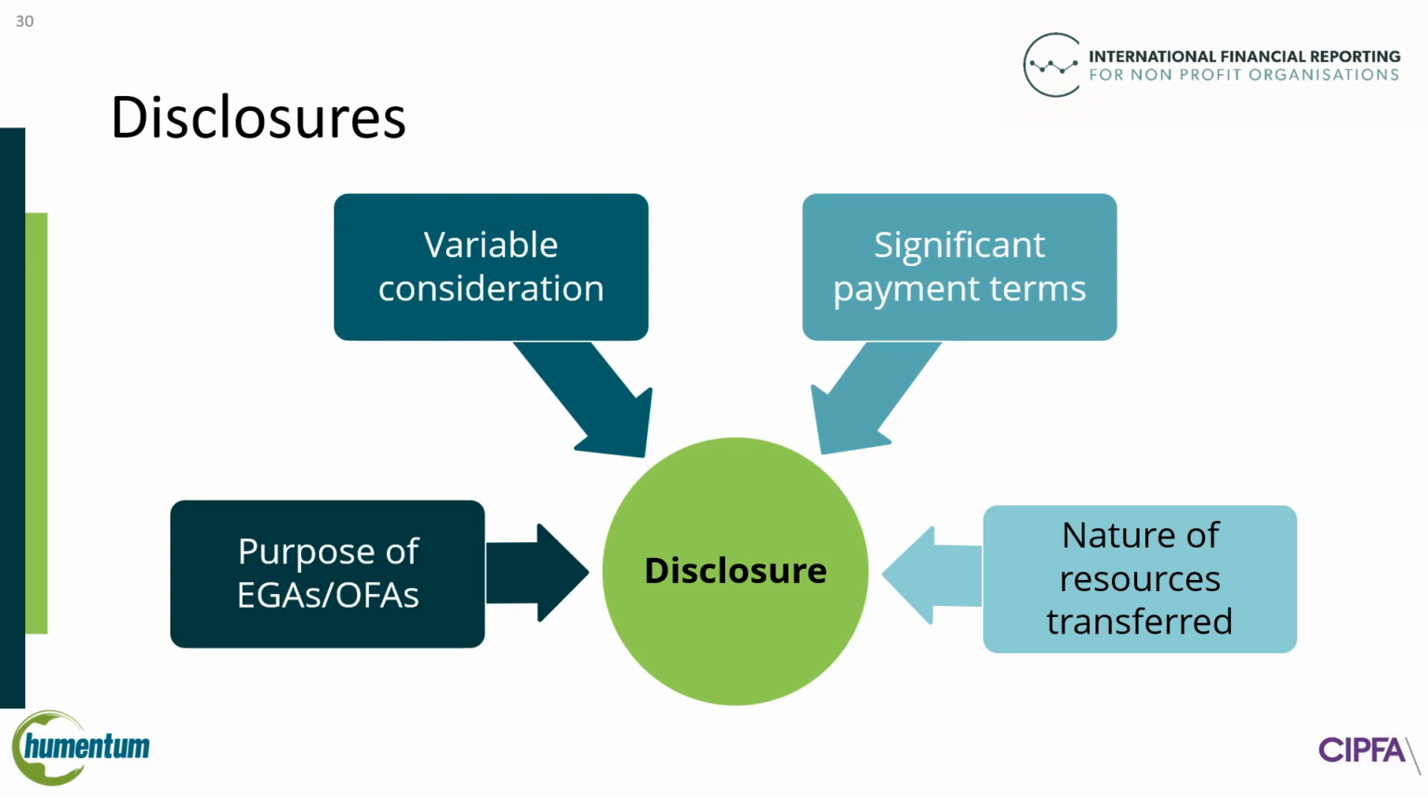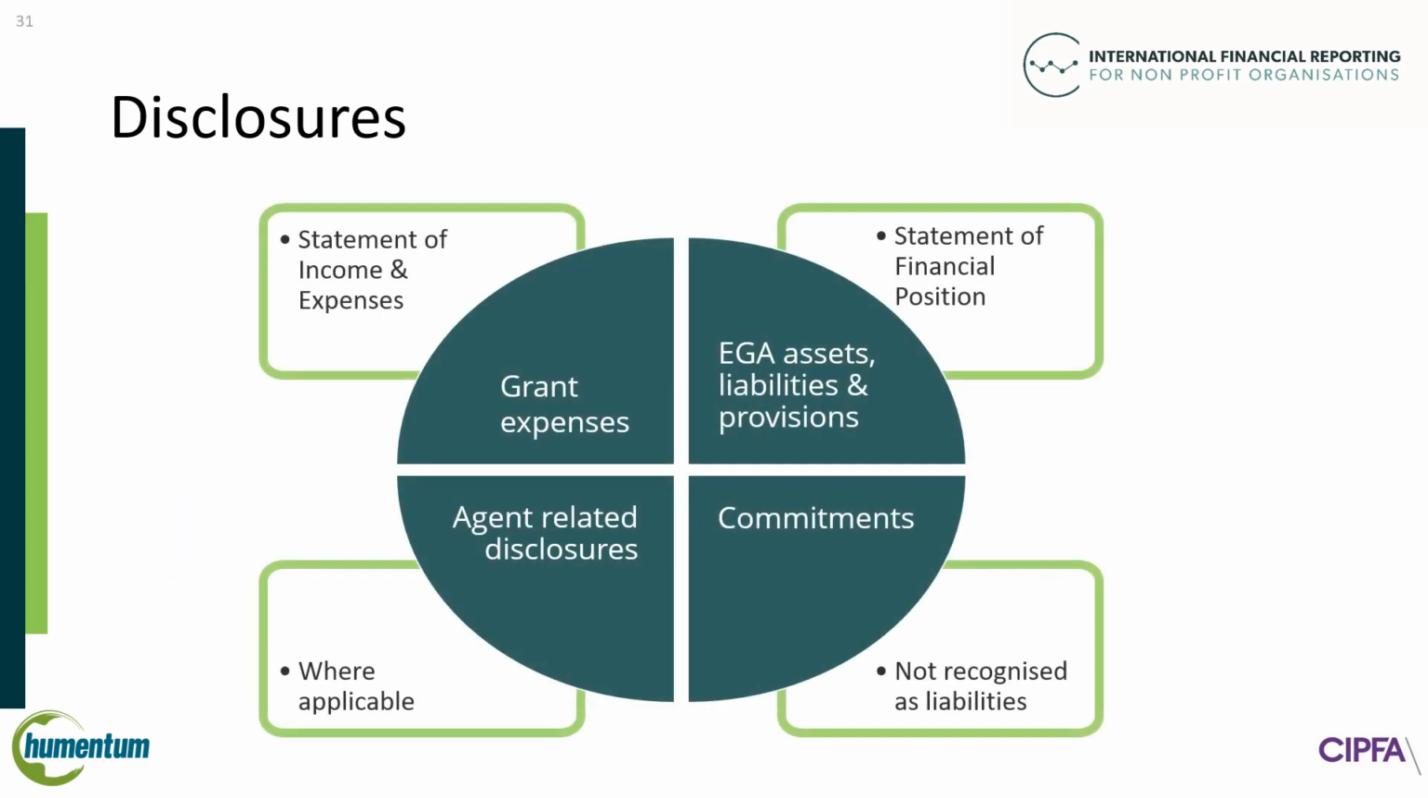Disclosures provide users with information to enable them to understand the nature, amount, timing, and any uncertainty arising from grant expenses. NPOs must provide the following information: an overall description of the purpose of the material EGAs or OFAs, the existence and potential consequences of variable consideration, significant payment terms, and the nature of the resources transferred or transferable.